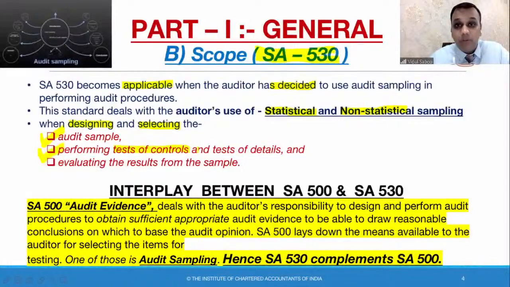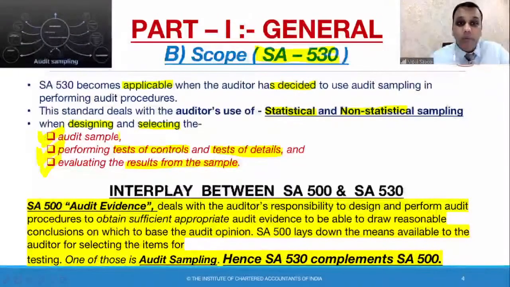What are tests of controls? Tests of controls relate to the internal controls in the organization, and tests of details relate to the balances and financial transactions at the financial statement level. So while designing and selecting the audit sample, when the audit sample is selected, he performs audit procedures upon them. And finally, he will evaluate the results from the sample.